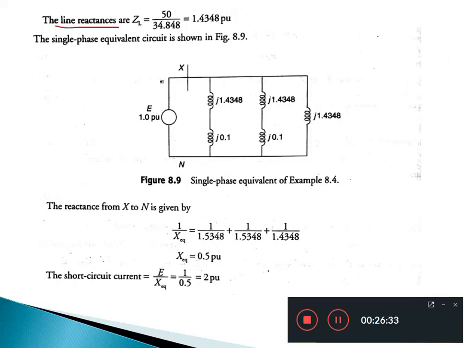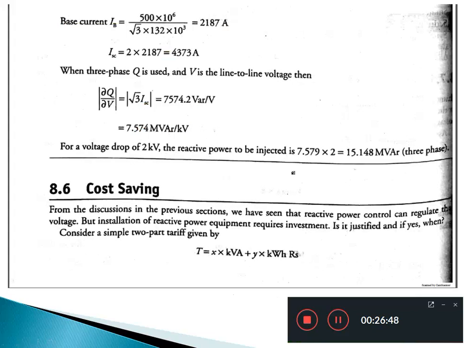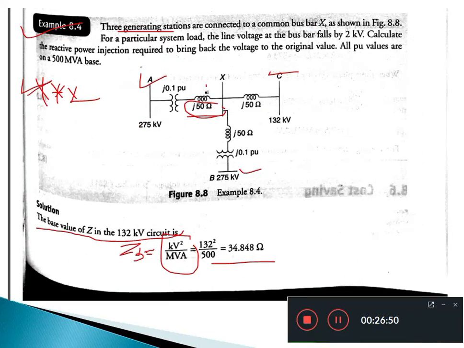So we get the line reactance in per unit. Then the equivalent circuit diagram. That is, the source is 1 pu, then the line reactance, this is the line impedance. There are three lines. This is line 1, line 2, line 3, and here the transformer is connected, and this first line has the impedance 0.1 pu, and this is the line reactance.